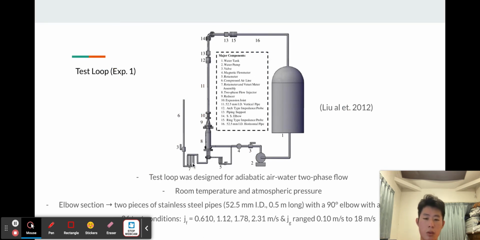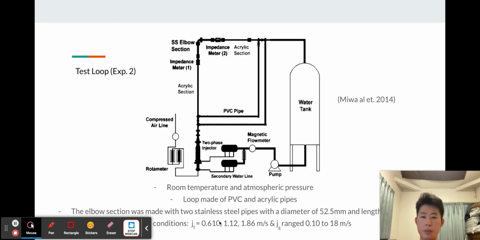So for experiment 1, some important points to note is just that it's conducting an adiabatic air-water two-phase flow in room temperature and atmospheric pressure. And these are some important points to note down below.